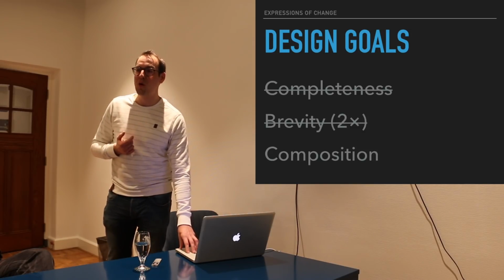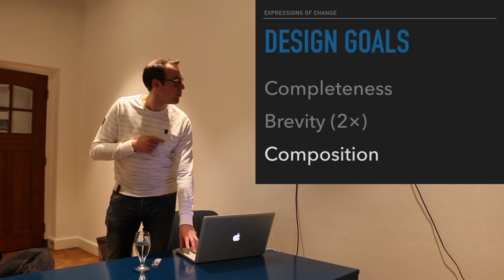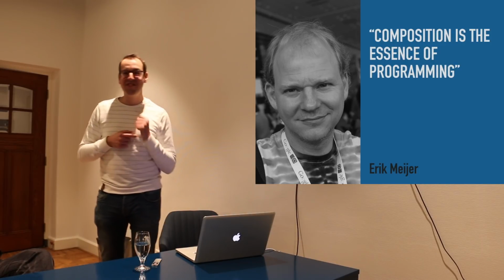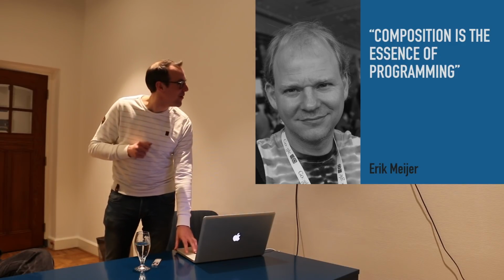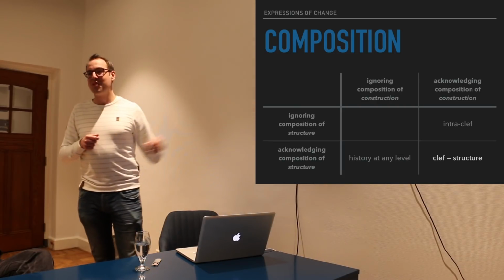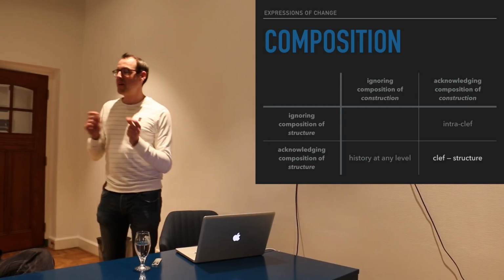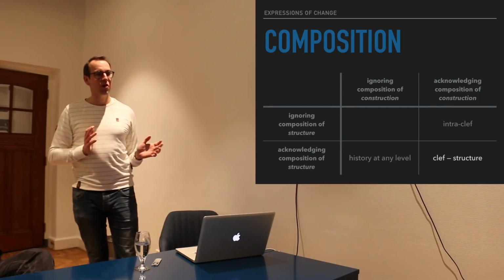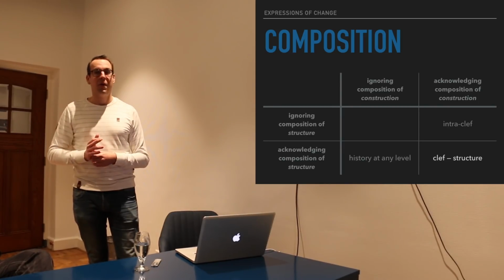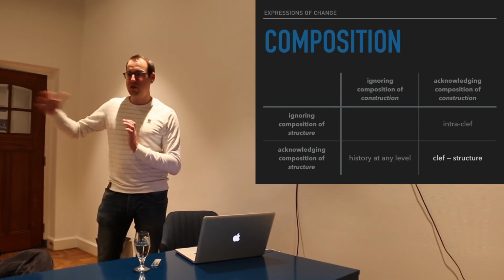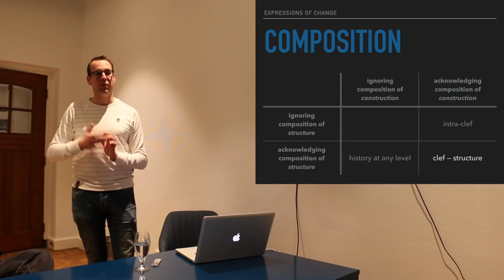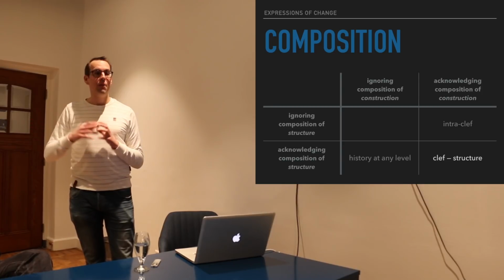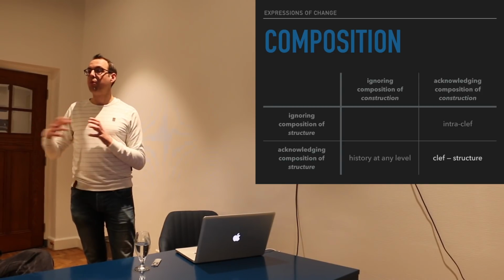I'm not going to talk about all my design goals except for one, which is composition, because then I can show you the slide of Erik Meijer, who says composition is the essence of programming, which is an awesome quote. I also want to show this particular slide, thinking a little bit about the cross-section of composition of program structure, which is a well-studied idea. And now I've introduced this idea of program construction, right? So these constructs of how to modify your program might also themselves be composable.